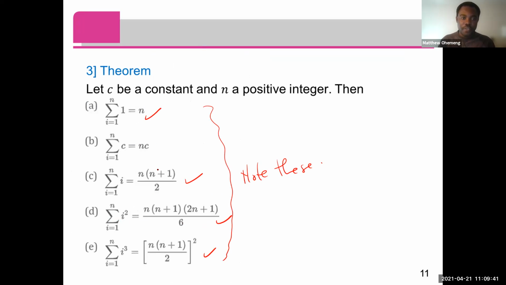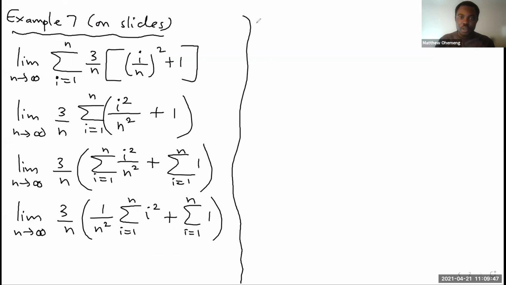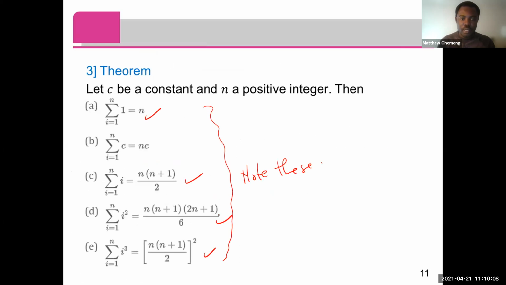So for the first one, we have n. For the other, we have n plus 1, 2n plus 1, and then over 6. So I'll just go and plug those in, right? So I'll just have the limit as n approaches infinity of 3 over n, and then I have 1 over n squared. And then for this one, that one is n plus 1, 2n plus 1 over 6. Let me just cross check, make sure I had it right. 2n plus 1 over 6. Yeah, that's it. Okay, so let me go back. I'm here.